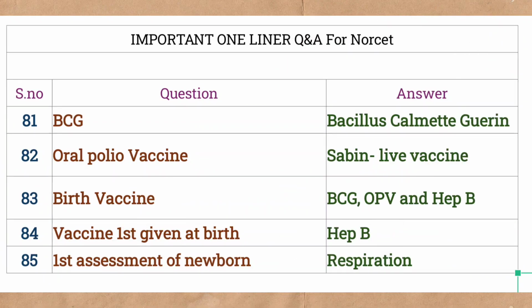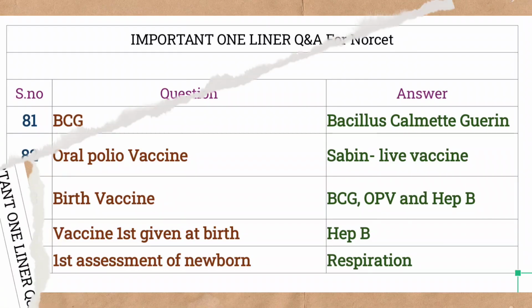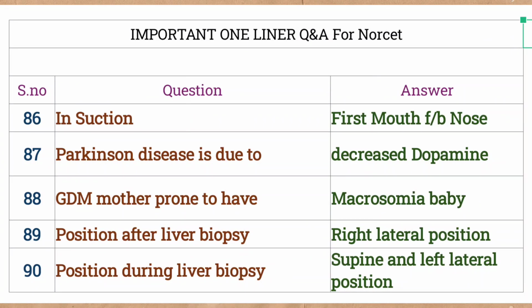81. BCG: Bacillus Calmette-Guerin. 82. Oral polio vaccine: Sabin, live vaccine. 83. Birth vaccines: BCG, OPV, and Hep B. 84. Vaccine first given at birth: Hep B. 85. First assessment of newborn: respiration. 86. In suction, first mouth, then nose.